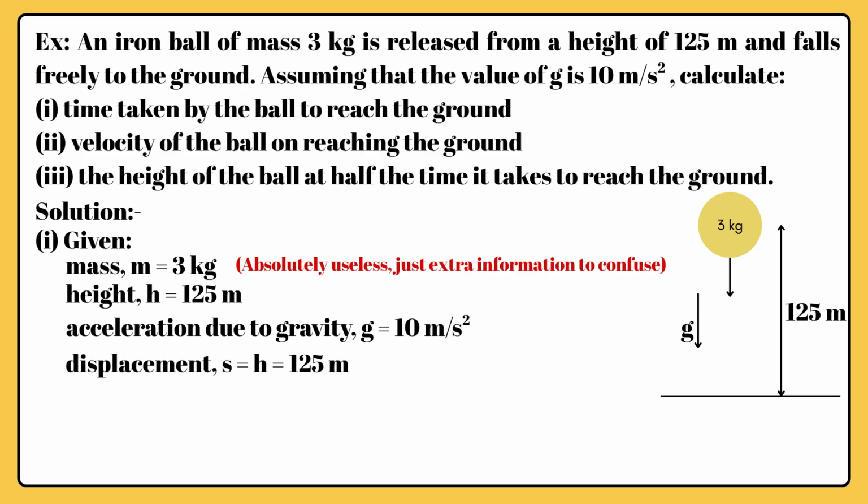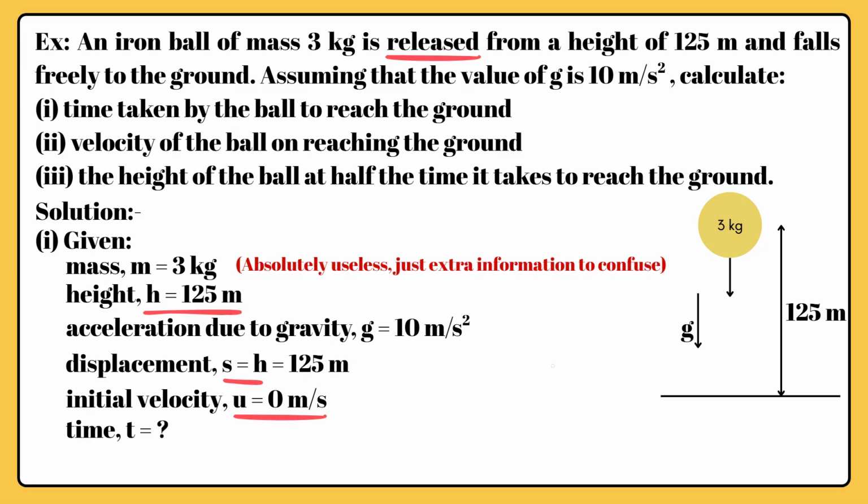Next, let us start writing some things given to us under different names. As we have seen in the previous slide, the displacement of the ball is equal to the height from which it is released. Whenever in a question they say that the object is released and then don't give any speed or velocity after the word released, that means the initial velocity is 0. So in the first part, they are asking us to find time.